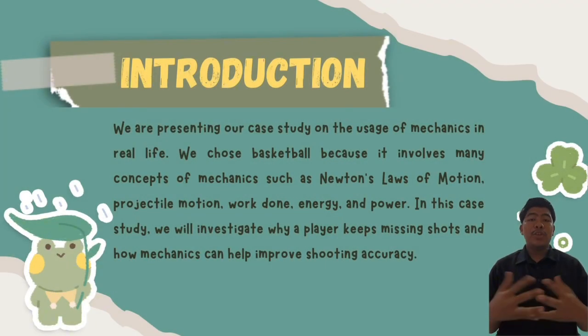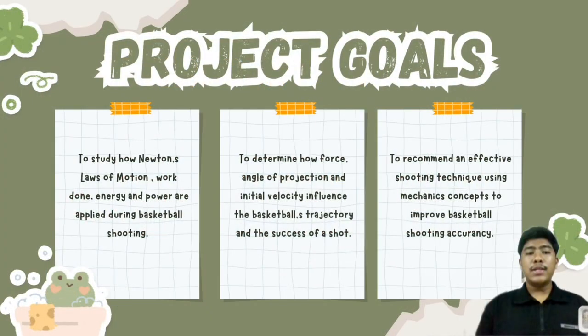Hello everyone, today we are presenting our case study on the usage of mechanics in real life. We chose basketball because it involves many concepts of mechanics such as Newton's law of motion, projectile motion, work done, energy and power. In this case study, we will investigate why a player keeps missing shots and how mechanics can help improve shooting accuracy. Now, I will explain our project goal.